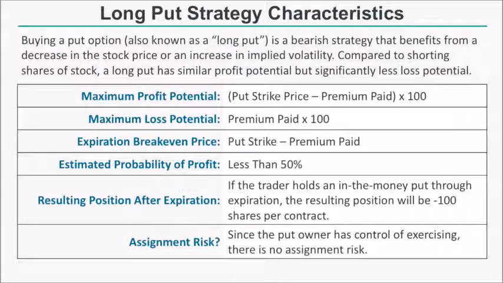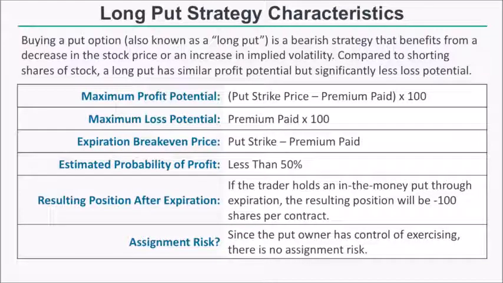Now the break-even price at expiration is the put's strike price minus the premium you pay. So to make any money or to just break even on the strategy, you need the stock price to reach the put strike price minus the amount that you paid for the put. Because of this, the estimated probability of profit for a long put strategy is less than 50%. That's because you're going to need the stock price to decrease by a certain amount just to break even, and that's going to give you a lower probability of profit.